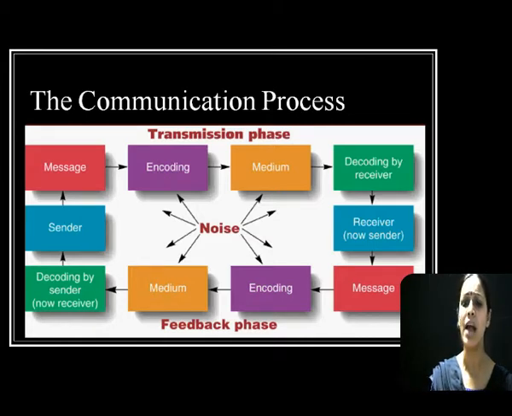Again, the message starts with the same kind of process: encoding, then the channel is involved. Again, the channel passes this message to the receiver. Then the receiver again decodes it in the same manner, and the process goes on. The communication process is never ending. It is an ongoing process because it is a two-way process. Always the message is sent by the sender and received by the receiver. The receiver provides their feedback, and with the help of feedback the sender starts the process again.